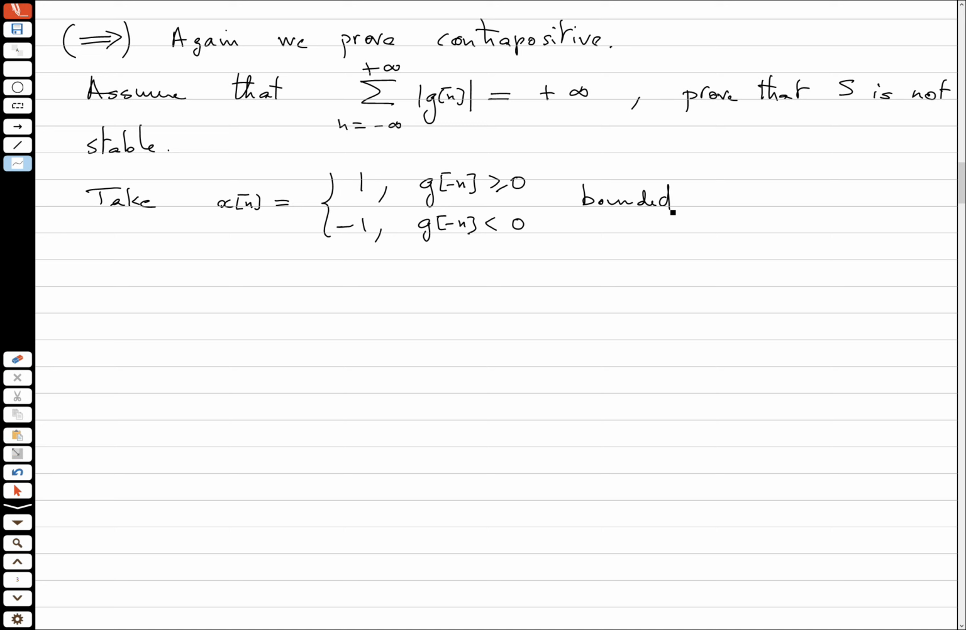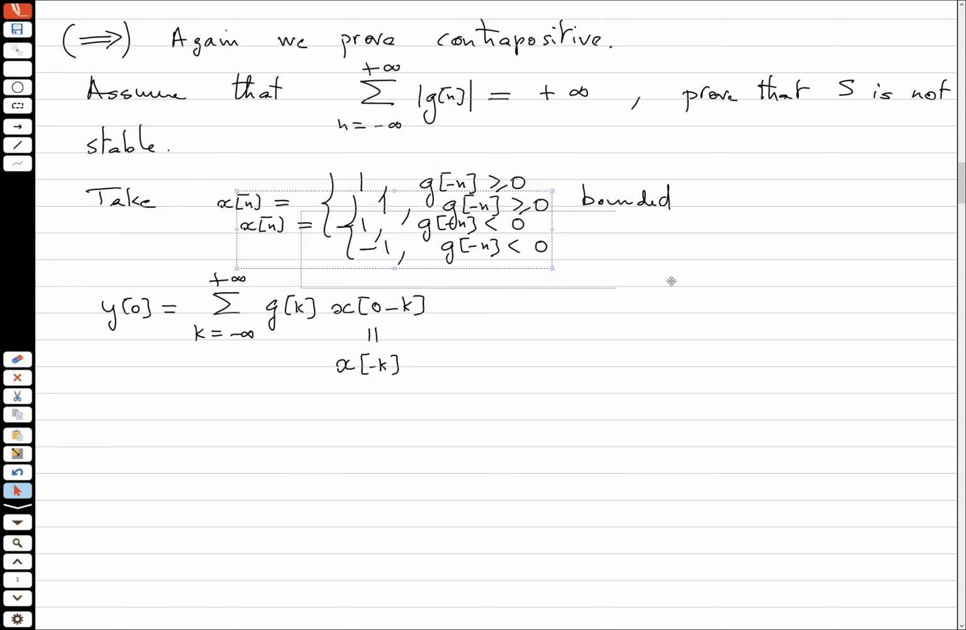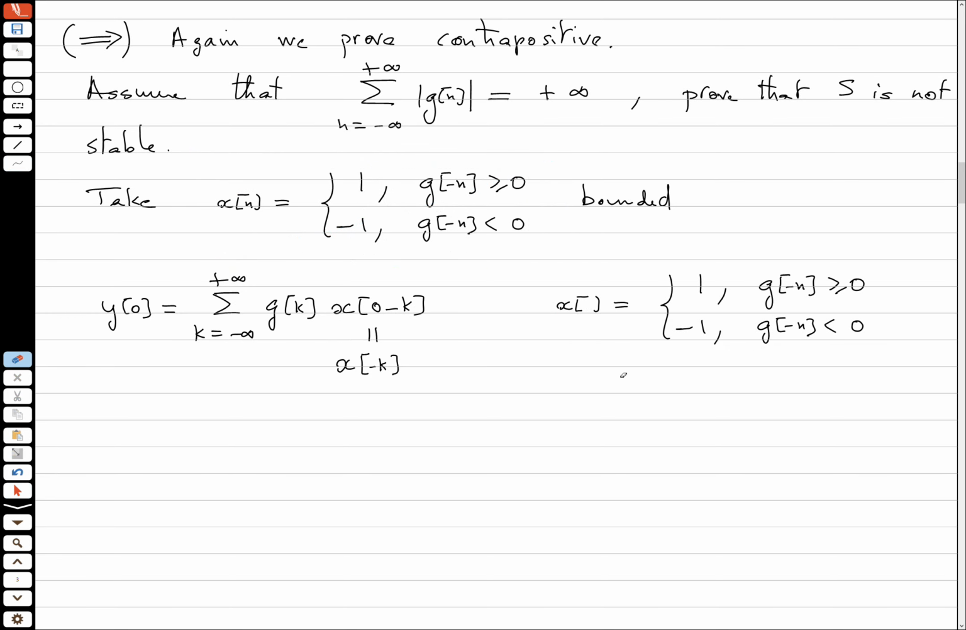It's well defined, it's bounded, and I can input it to the system and see what happens to the y of n. And you know what? I'm not even going to calculate y of n in general. I'm just going to calculate y of 0. So y of 0 is what? It is the sum of g of k, x of 0 minus k, which is, of course, x of minus k. Now, what is x of minus k? That's easy. You just replace n by minus k.